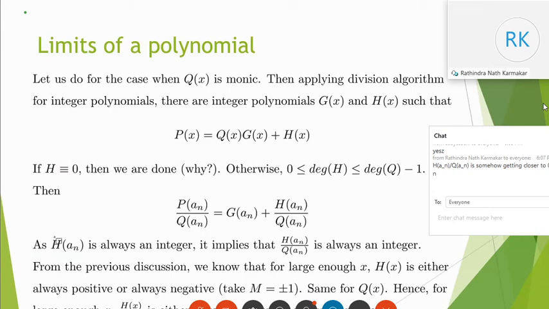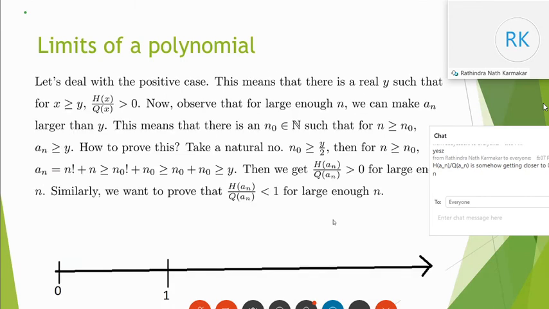Let me first prove this statement, that is h of n by q of n is less than 1, and then we will see how that gives us the contradiction. So just keep in mind, what we are trying to show is h of n by q of n goes closer to 0. H of n by q of n is positive for large n. Now we want to prove that h of n by q of n is less than 1 for large n. So how do we do that?